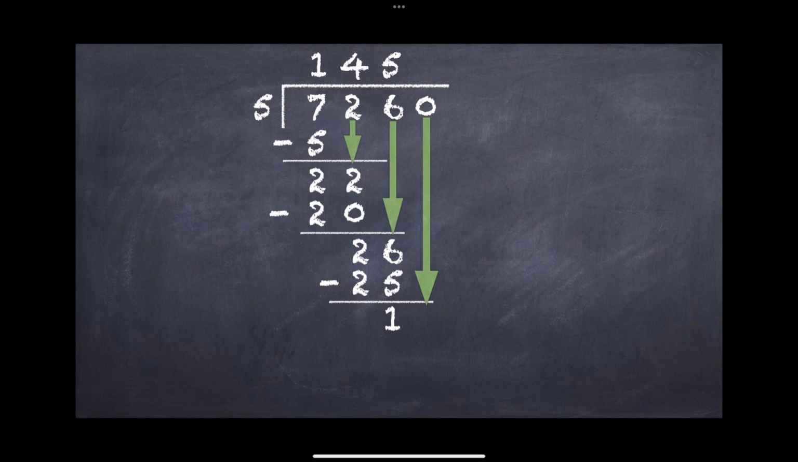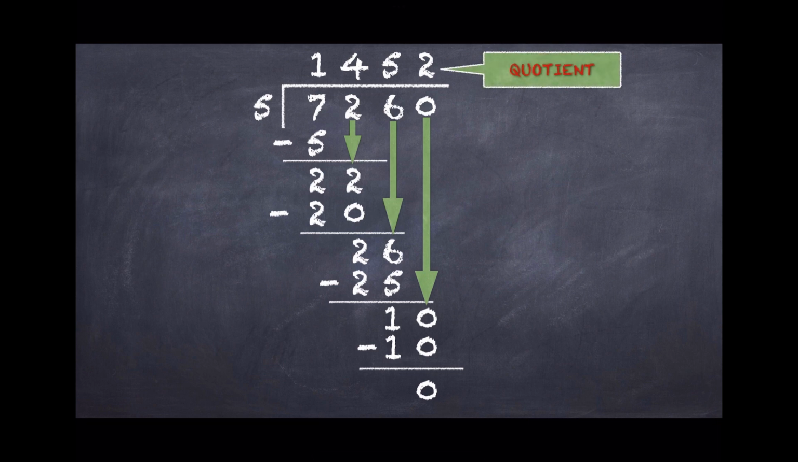Now let us bring down the last digit 0 and repeat the process. So we have 10 and 5 times 2 is 10. 10 subtracted from 10 gives us 0. So children, we have obtained 1452 as the quotient and 0 as the remainder. From this we can conclude that 7260 is divisible by 5.